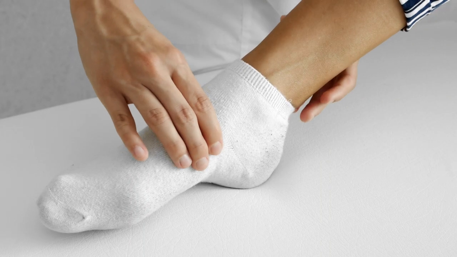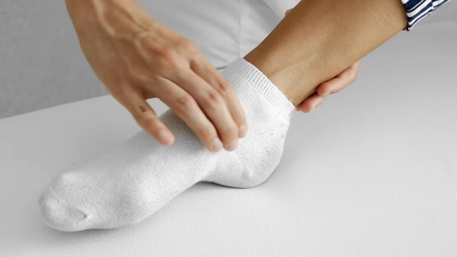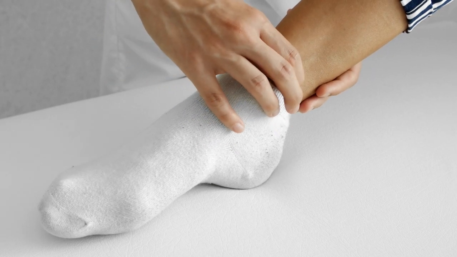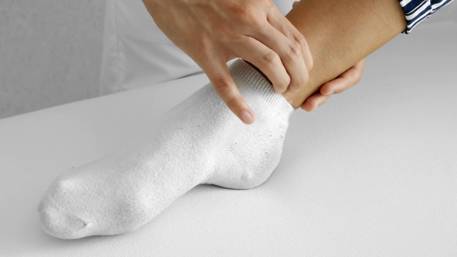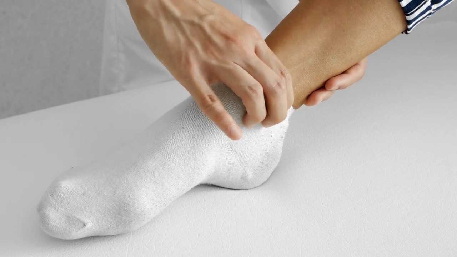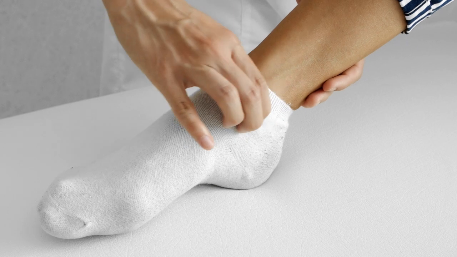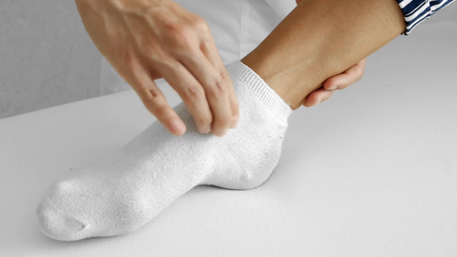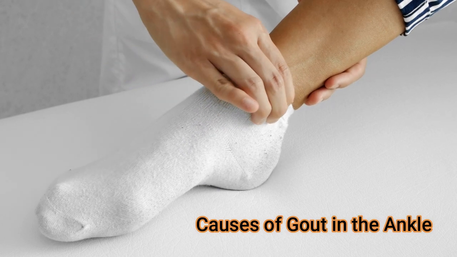Ankle gout. Gout is a type of inflammatory arthritis, a condition in which the immune system has a strong reaction, attacks otherwise healthy joints, and leads to inflammation. When gout symptoms like intense pain and swelling develop, it's known as a gout flare. These flares can last from days to weeks and usually affect one joint at a time. When a gout flare affects the ankle, it is known as ankle gout. Causes of gout in the ankle.